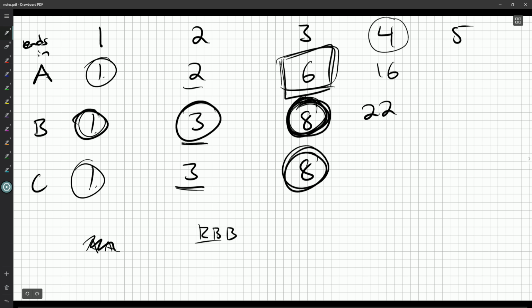Except one of these sequences will be B, B, and B. So no more B's for you. So we've got to subtract one of these off. So that'll actually be 21.